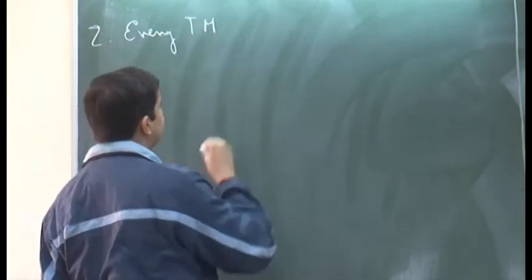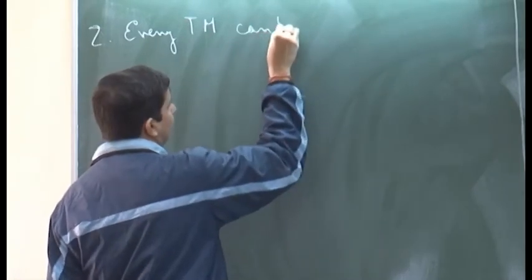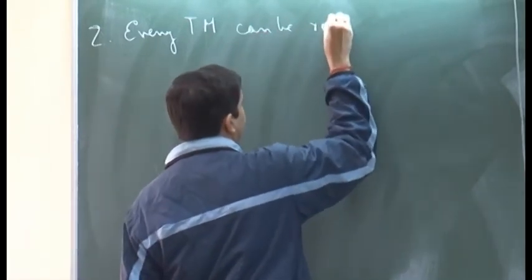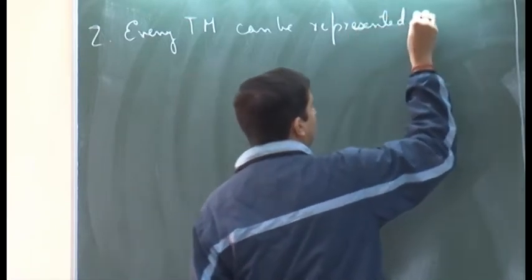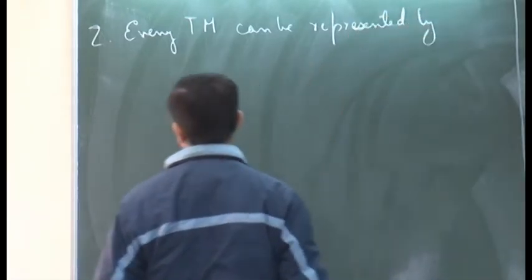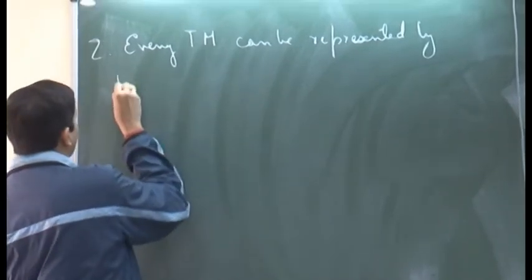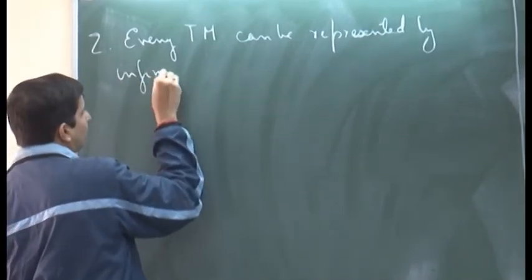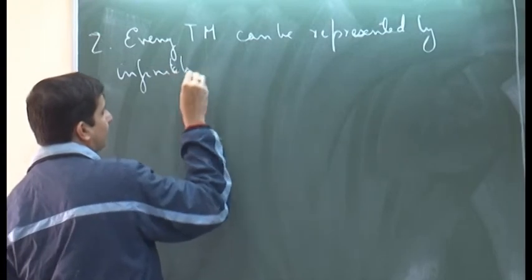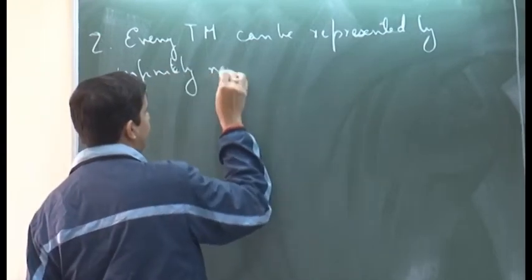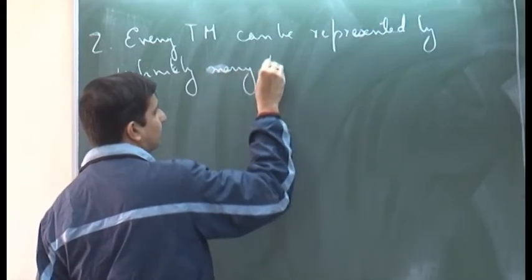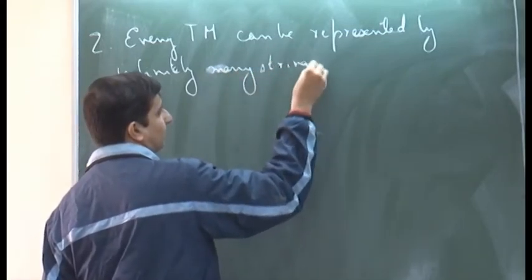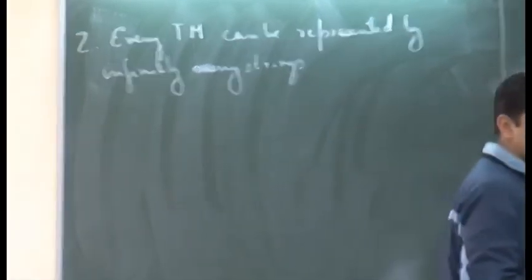Every Turing machine can be represented by infinitely many strings. Why is this true?